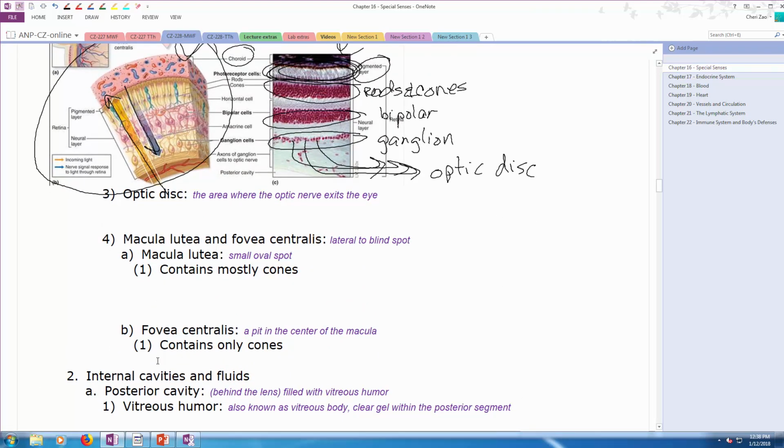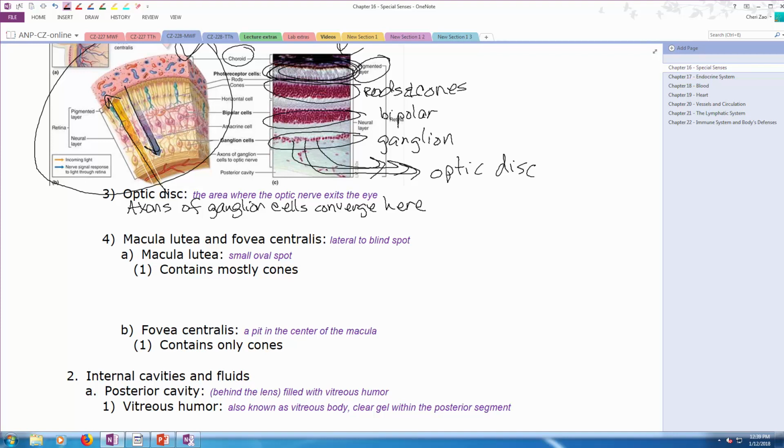The optic disc is indeed the area where the optic nerve is exiting the eye. It is a collection of axons from the ganglion cells. They converge here. It's the only area where the retina is actually attached, so to speak, correct? Because the retina is not attached to any area except for this one area. And that's because that's where everything is actually going out.